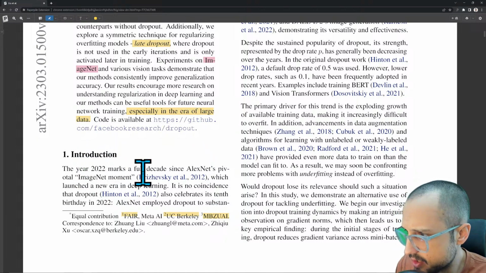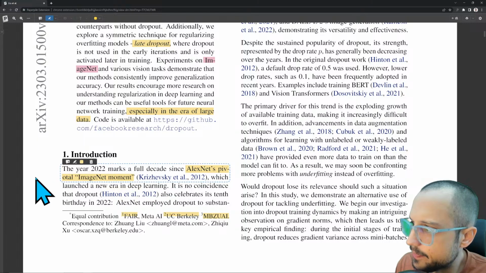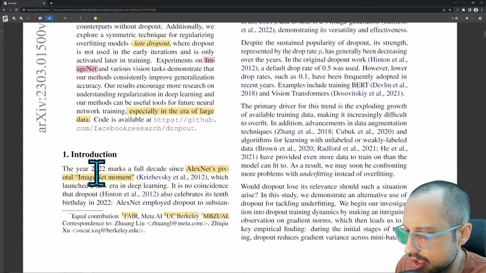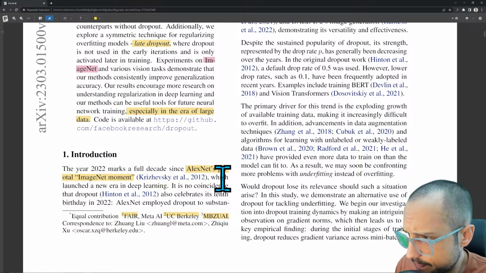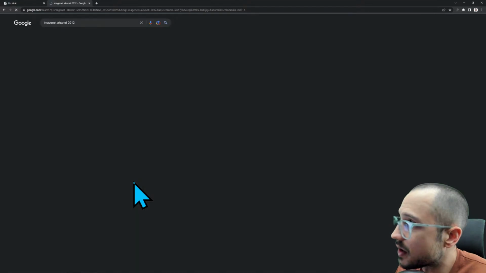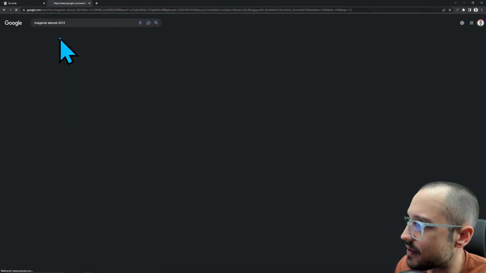The year 2022 marks a full decade since AlexNet's pivotal image moment. So what they're referring to here is there was a competition in computer vision where people were basically trying to solve this classification task on ImageNet. And year after year, people came in with solutions, and they were just classic computer vision solutions. And then in 2012, someone submitted a convolutional neural network to this ImageNet competition and beat all the other ones out of the water. So ImageNet, AlexNet, 2012. I think there's an image that shows you the step function improvement.